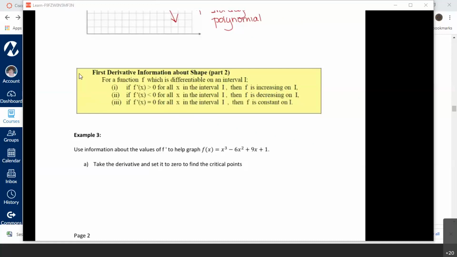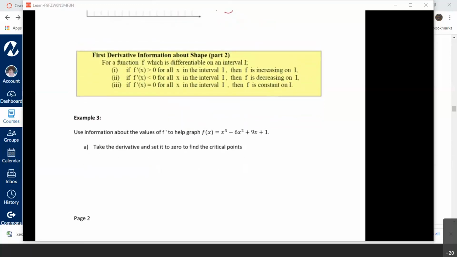So essentially all these are saying is positive derivative in an interval means the function's increasing. Negative derivative means the function's decreasing. Zero derivative means the function is constant. Just like the other half of that last box. And again, it's important to state that so you know that it works in both directions.